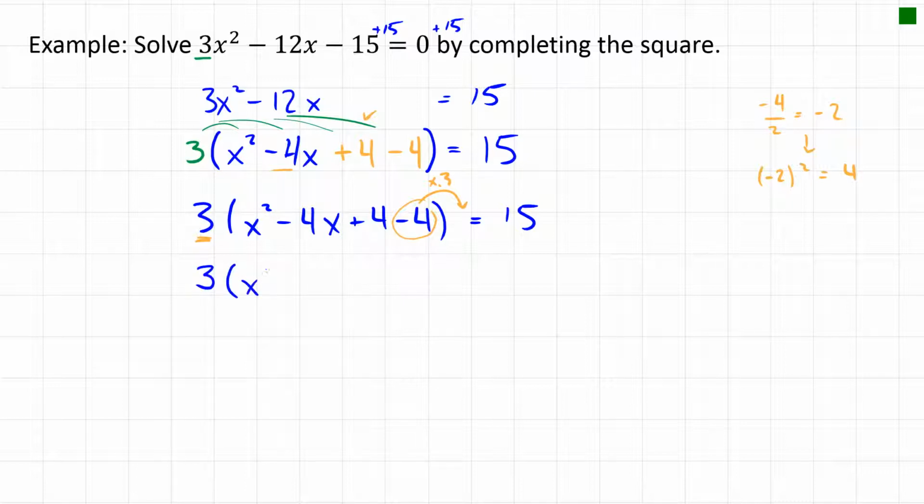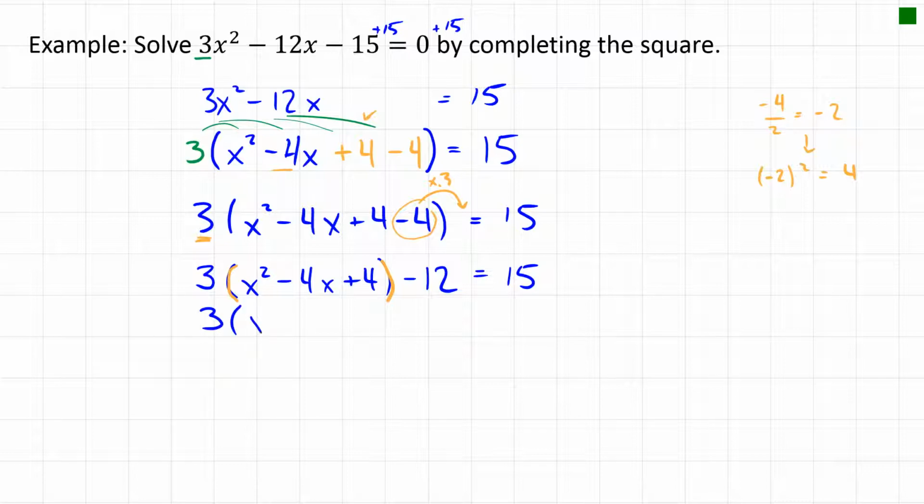So I have 3x squared minus 4x plus 4. And then negative 4 times 3 is minus 12. So I'm pulling that negative 4 out of the brackets, and to do that I multiply it by the 3, which is in front of the brackets, and now I'm left with negative 12 there away from the brackets on the right-hand side. And we can see that here is our perfect square. This is that perfect square we wanted, and it's multiplied by 3, but that's okay.